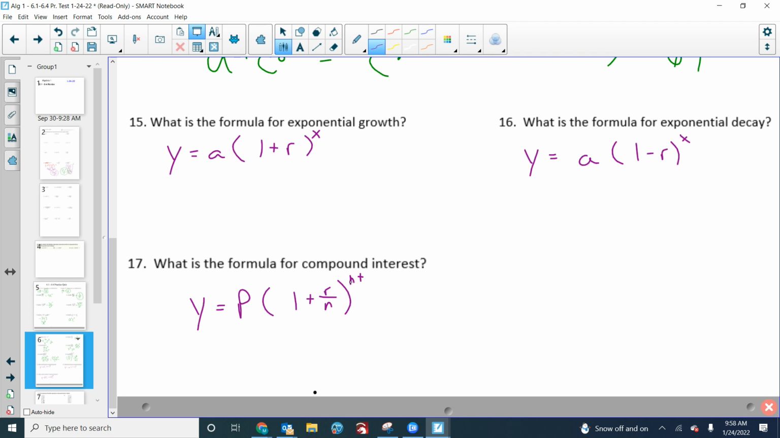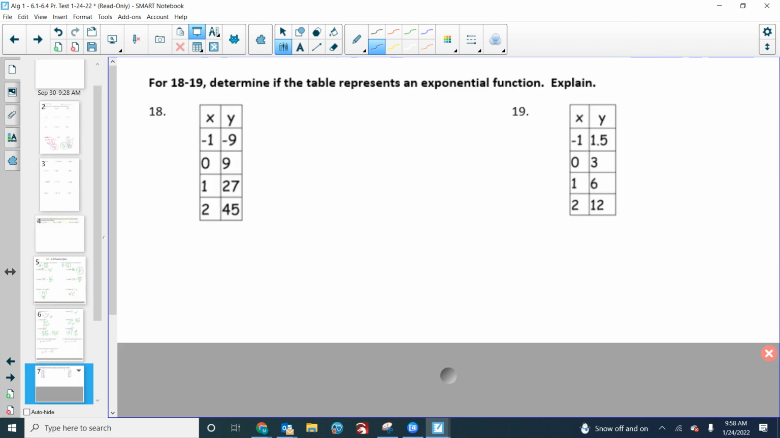Have you guys had time to try 18 or 19? Did you have time to do that one yet? No. All right, go ahead and take one of these. Remember, we have to test to see if it's exponential. Check the change in x's. Check change in y's. See if it's a constant change or if there's a ratio of change factor.